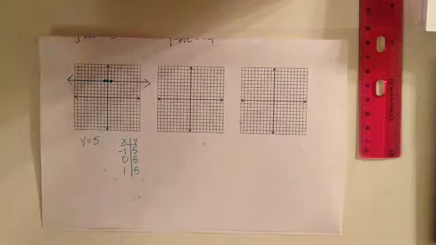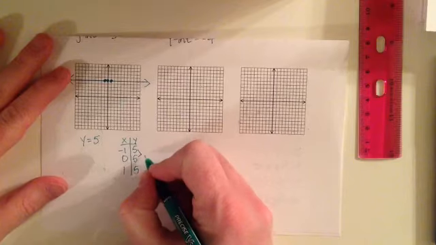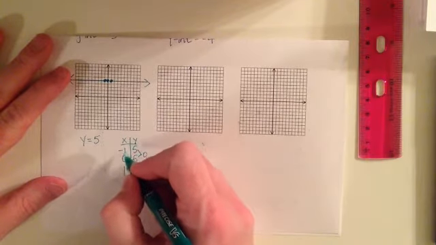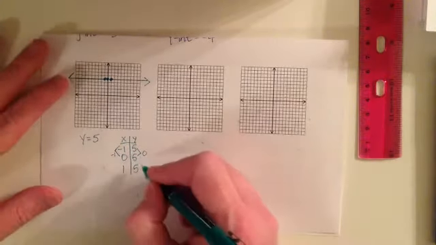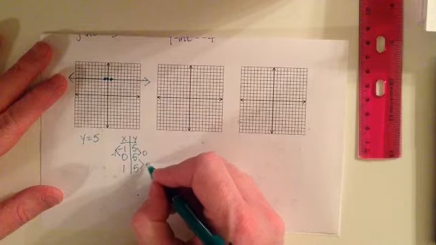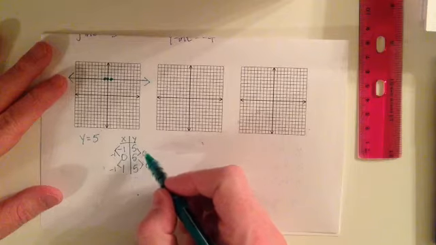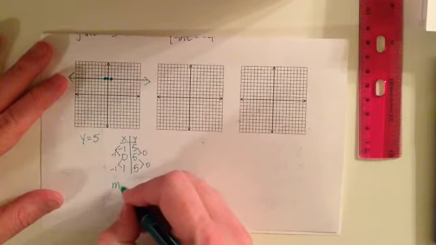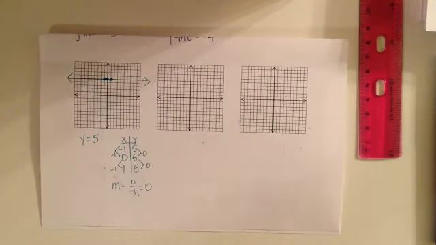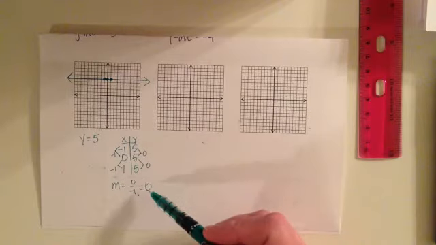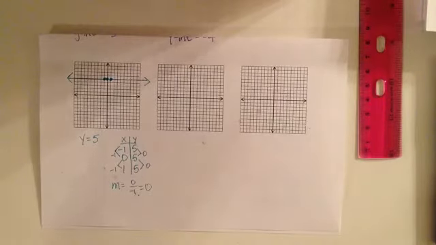Okay? So, what's the slope of this line? Well, let's find the slope. 5 minus 5 is 0, and 0 minus 1 is negative 1. And then I do change in y over change in x. So m equals 0 over negative 1, which equals 0. So the slope of a horizontal line is actually 0. The number 0. Let's look at another case.